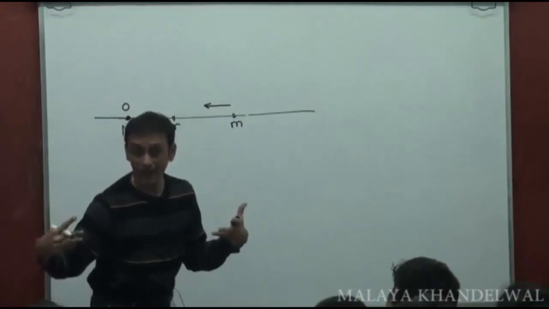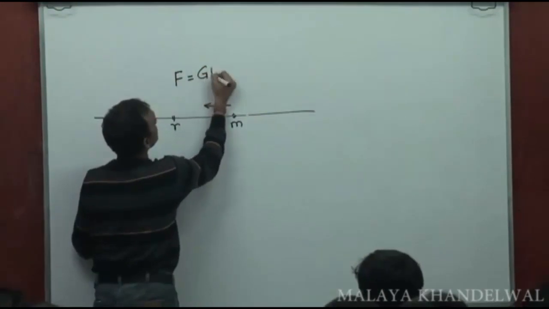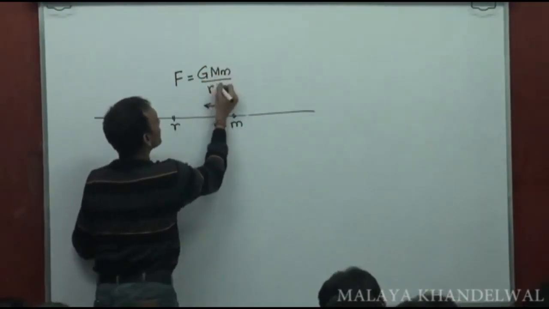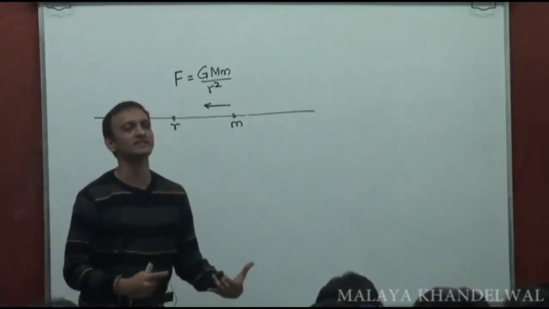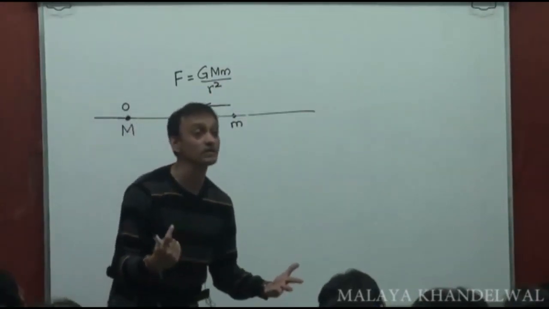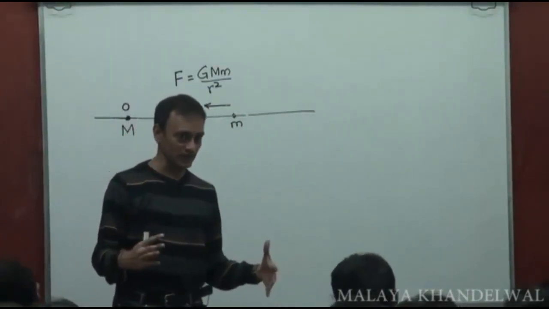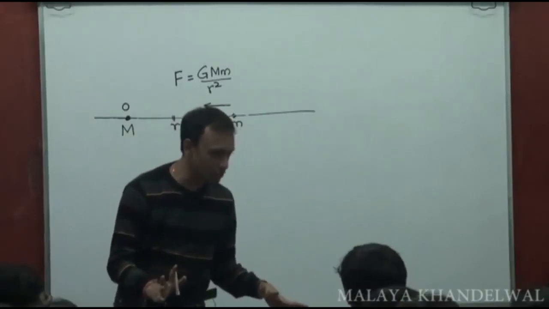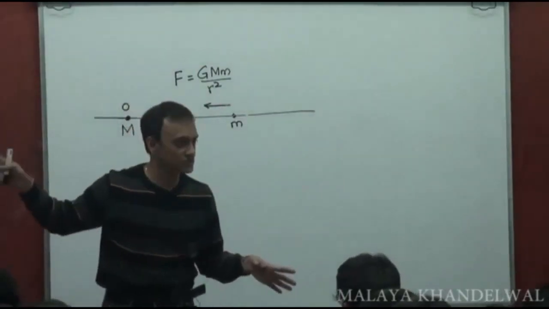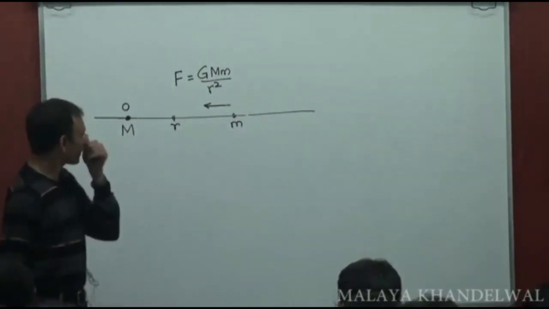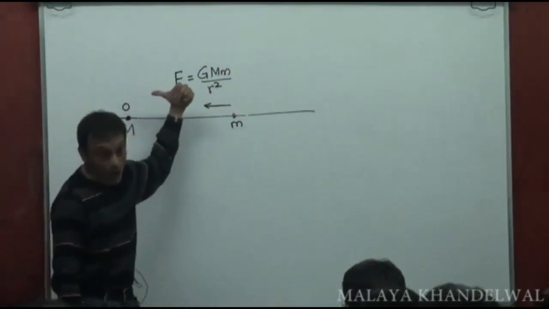Gravitational forces are attractive, and it will experience a force F leftwards, which is G Mm by r squared. G is the gravitational constant, which has a value 6.67 into 10 to the power minus 11 Newton meter squared per kilogram squared. I'm not reiterating those facts. I'm assuming that you're aware of the value of capital G, 6.67 into 10 to the power minus 11 SI units. So this is the magnitude of the force, and it's directed towards M.